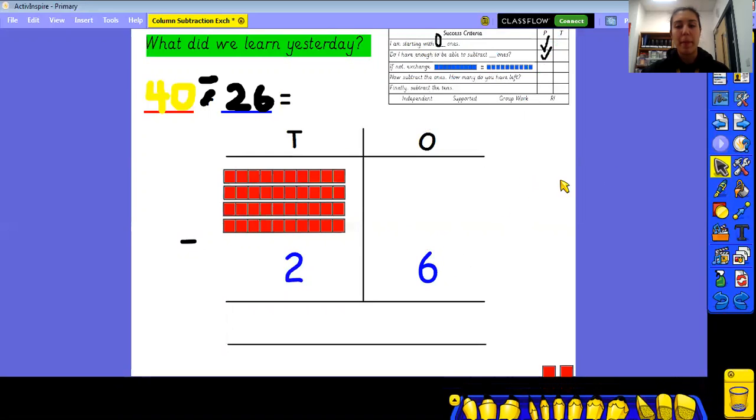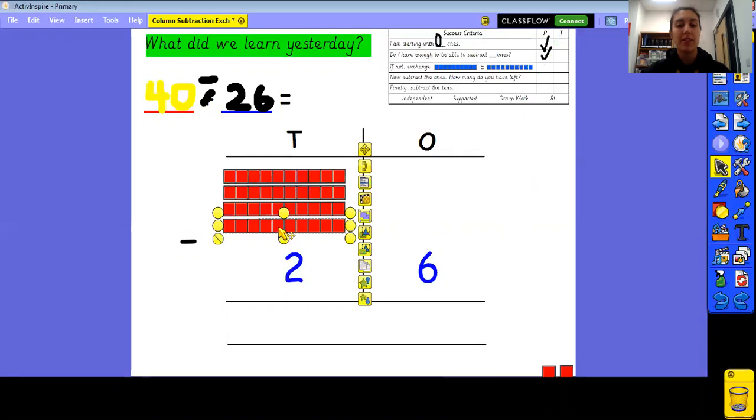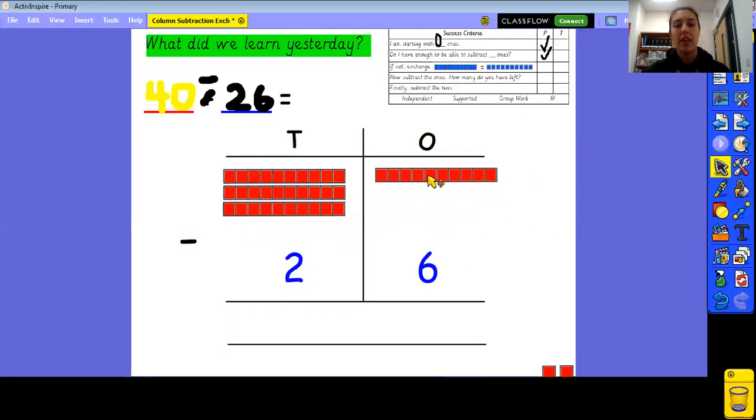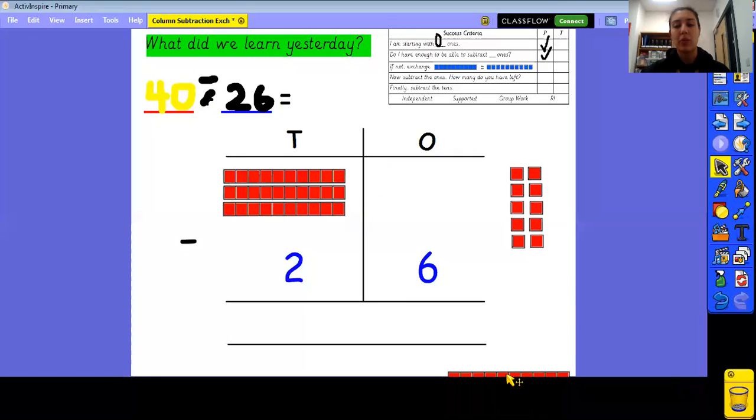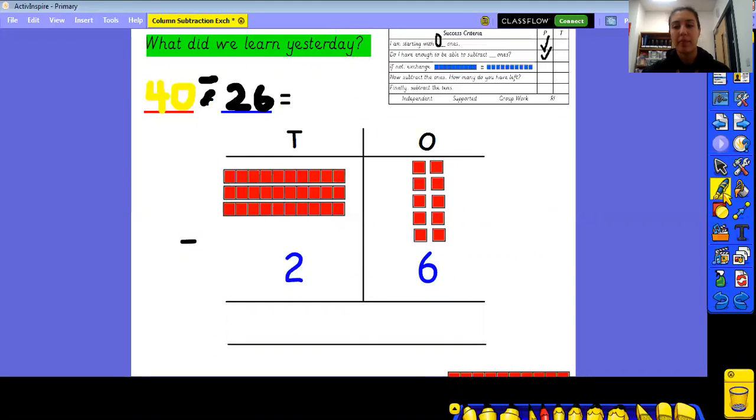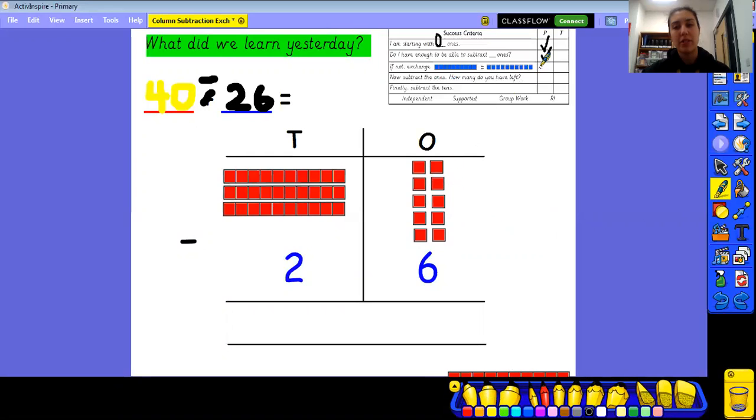Well done if you remembered that we can exchange one of our tens from the tens column into, that's right, we're going to exchange it for 10 ones, because tens do not belong in the ones column. But 1 ten is equal to 10 ones. Now do I have enough to be able to subtract 6? Yes, I do, that's right, well done.